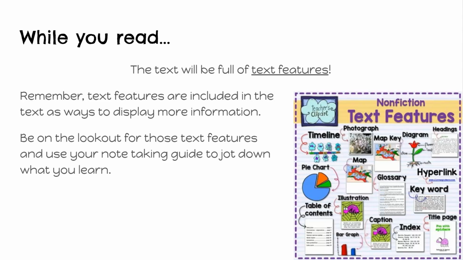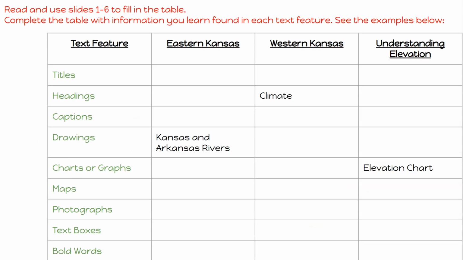And so today you are going to be on the lookout for those different text features, and you will be using this note-taking guide as you read through your slides. You will see that we have 3 different articles that I'll show you in just a moment. As you read, your goal is to write down the different text features that you find from each article. So for example, as I was looking at the Western Kansas article, I noticed there was a heading named Climate. And when I see that, friends, I say to myself, I know that the paragraph that follows this heading is going to tell me about the different climates in Western Kansas.